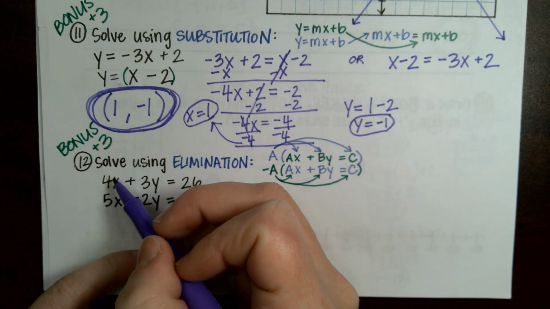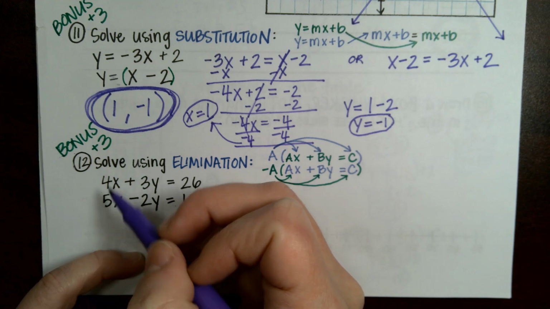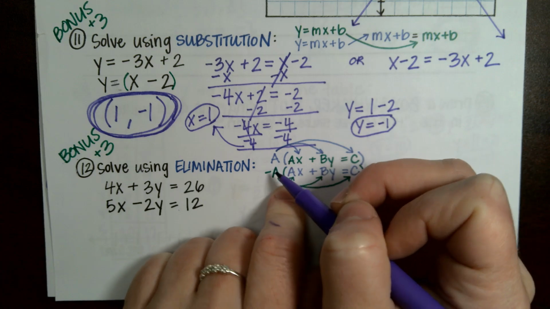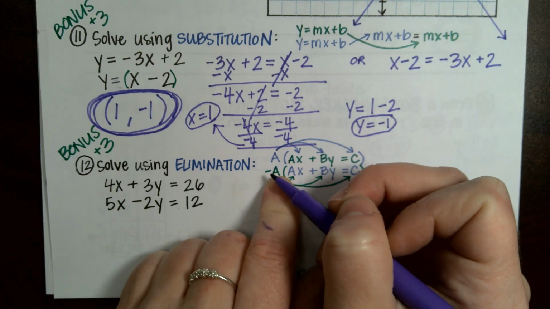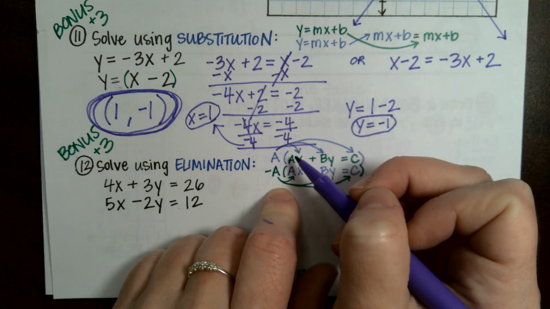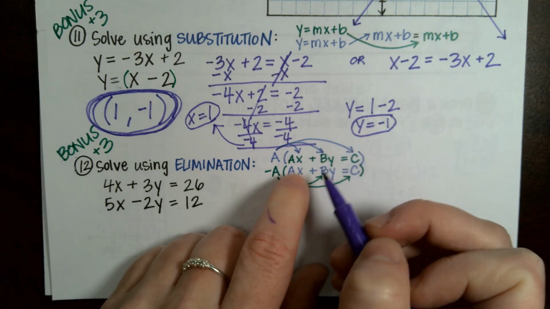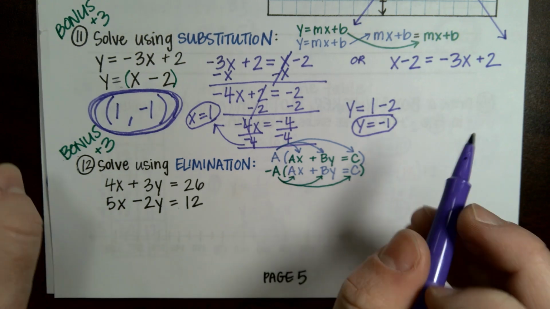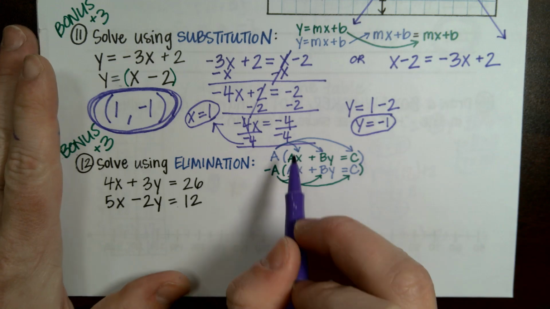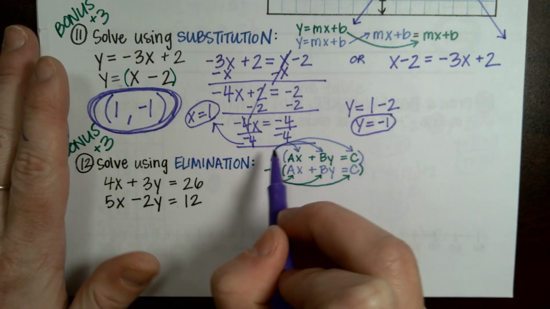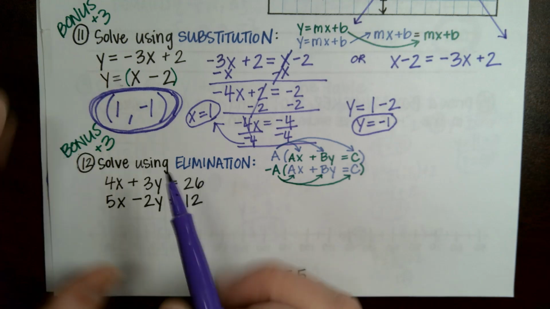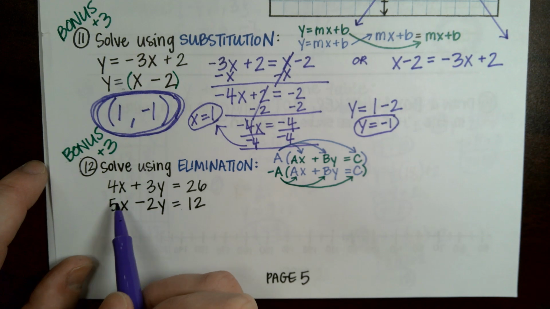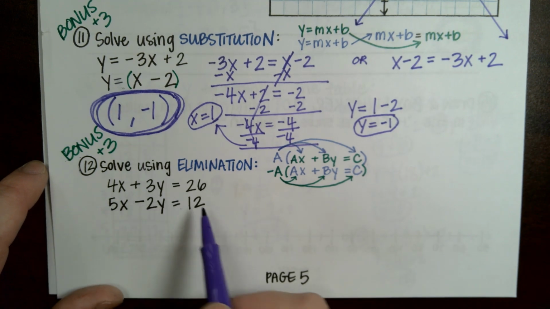So we need to get our x's to be the same number, but one is positive and one is negative. What I showed here is if I multiply my bottom equation by negative the number of the x in the top, and I multiply the top equation by the number next to the x in the bottom, it sounds confusing till we see it written out, then we're going to get the same numbers for our x values and they will cancel out. So let's look here. I've got 4x plus 3y equals 26, and I've got 5x minus 2y equals 12.